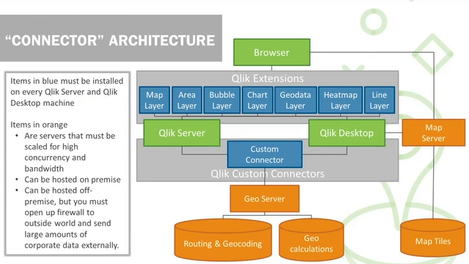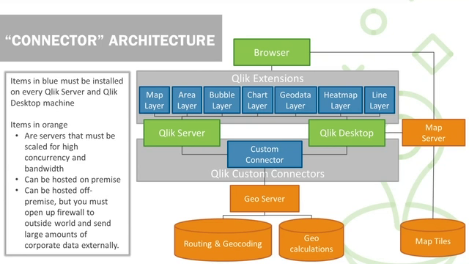Let's talk about what the QlikGeo Analytics architecture looks like here. It's a fairly complicated architecture. You can see it's a series of 7 extensions. It's also a custom connector, and it's also a series of servers. So it's a very complicated architecture here.